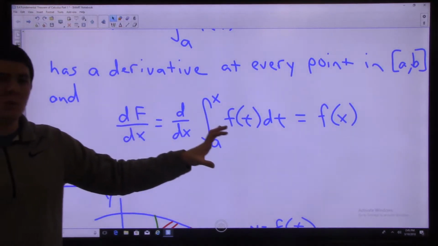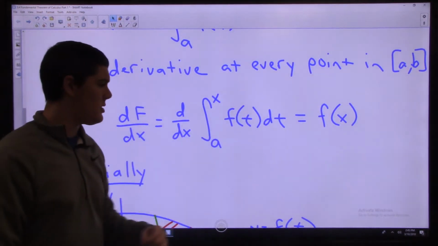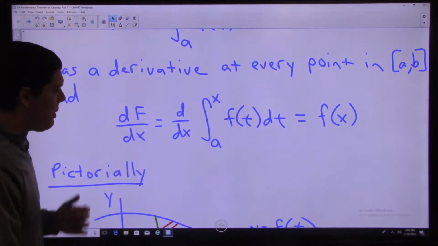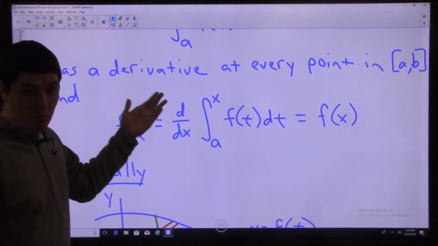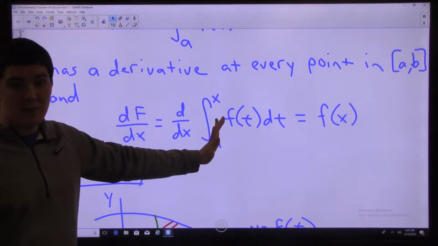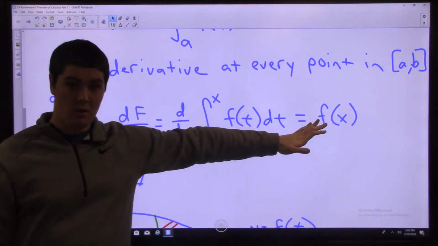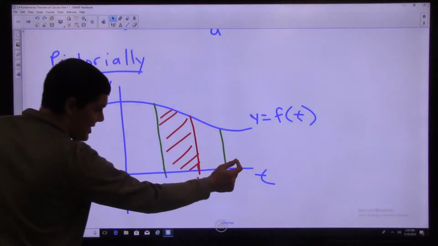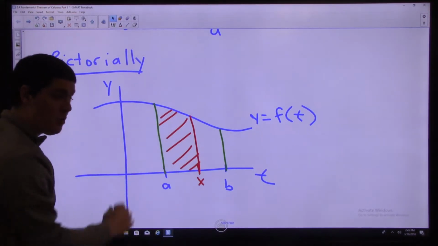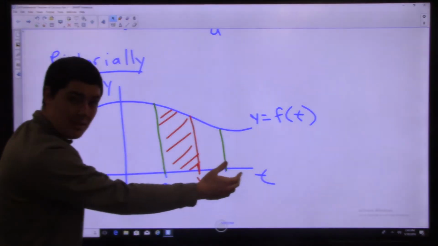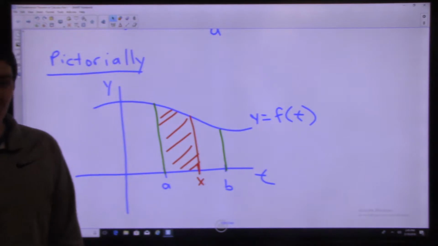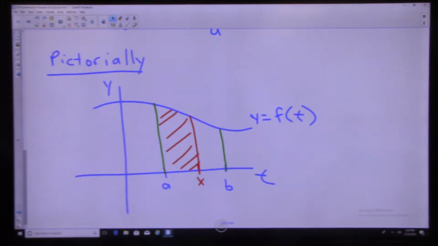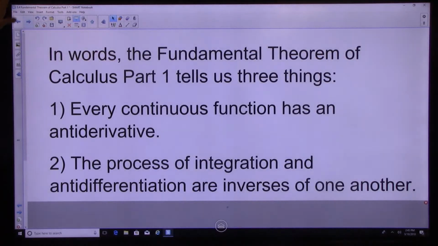I know it looks kind of confusing when you write it all down in the math notation, symbolically, but that's all it's saying. If you take the derivative of the antiderivative, those undo each other. So hopefully, pictorially, that made sense. If I change x around here, then my integral is going to change depending on what I made x. So that's why it's a function with respect to x now. Okay, so let's write this down in words.